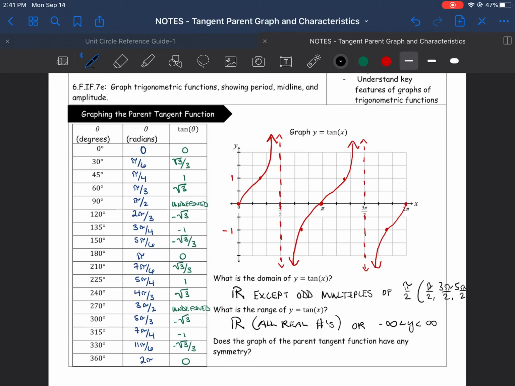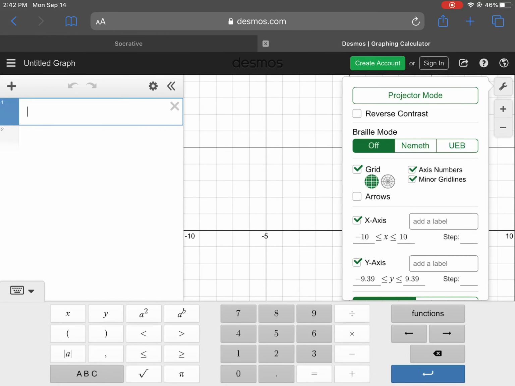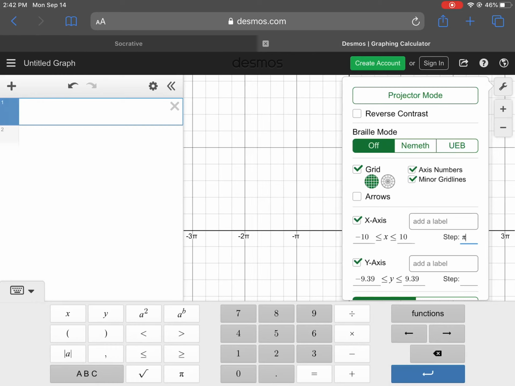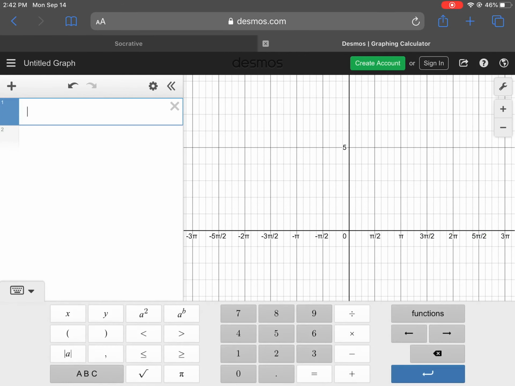Okay. And the third question here is, does the graph of the parent tangent function have any symmetry? Well, it actually does have some symmetry. It's very similar to when we looked at the sine function. We saw that the sine function had odd symmetry. The tangent function also has odd symmetry, and we can see this by looking at a graph of tangent on Desmos. So let's go ahead and pull up a graph here. I'm going to change my steps to be in terms of pi over 2. We're already set to radians, so that's good. Let's go ahead and graph y equals tangent of x.